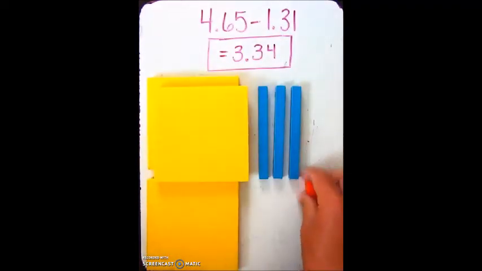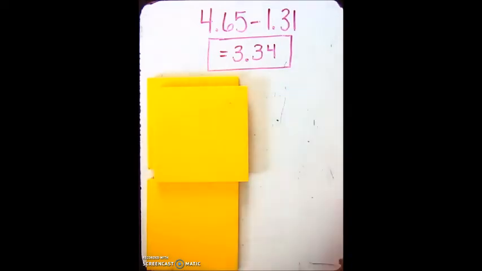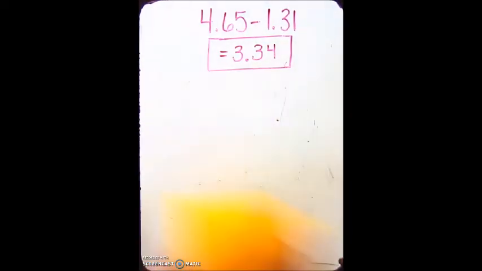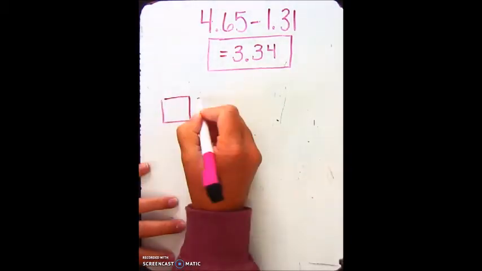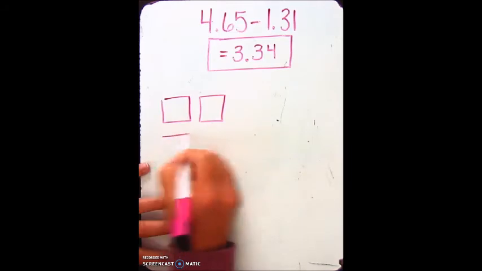Now, just like with addition, you might be asked to show this on a piece of paper once the blocks are gone. So to model this on paper, you would do it the same way by drawing a picture. You would have your 4 flats to start.